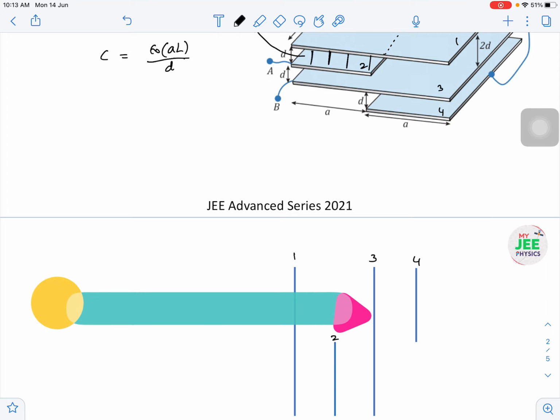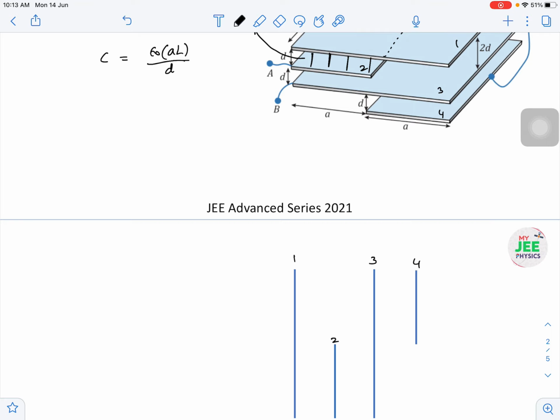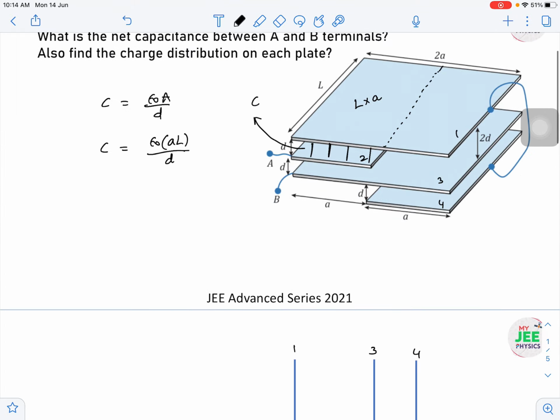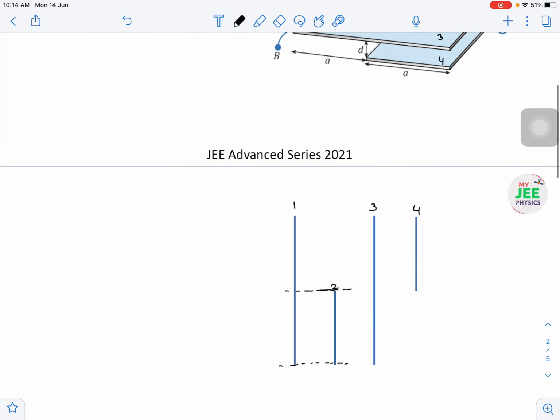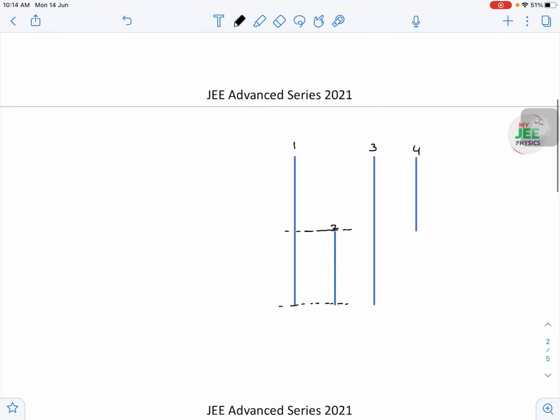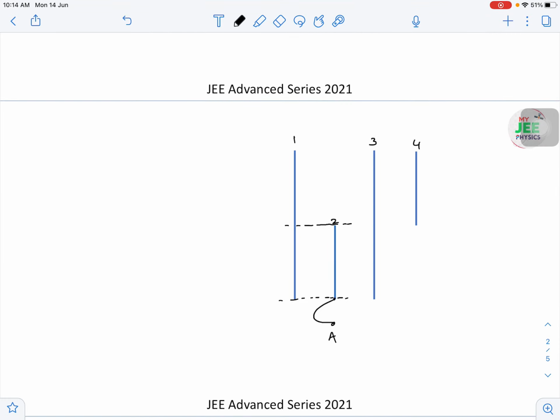Then whatever I wrote, epsilon naught A into L by D, that is the capacitance in this region between the lower half of the first plate and the second plate. You can see the black arrows show the space between those two plates. We want the capacitance between 2 and 3, which are the A and B points. This is the A terminal and this is the B terminal. In between A and B we require the capacitance value. Let us say we connect a battery over here. Then we have to find the net capacitance.